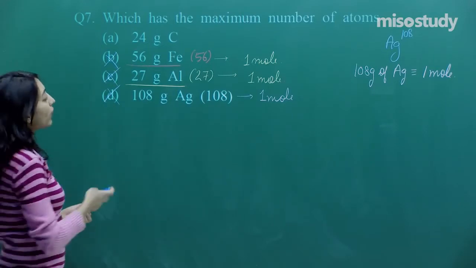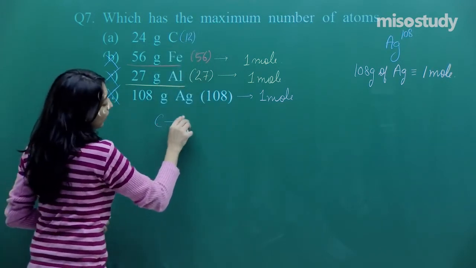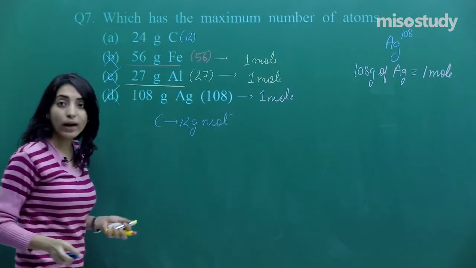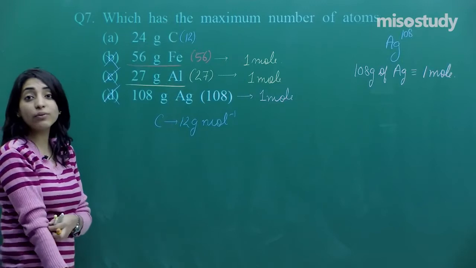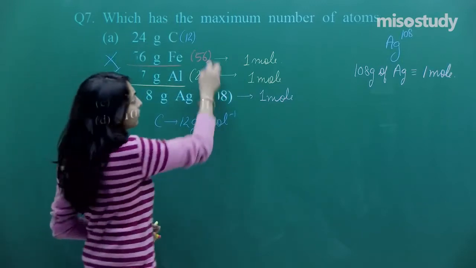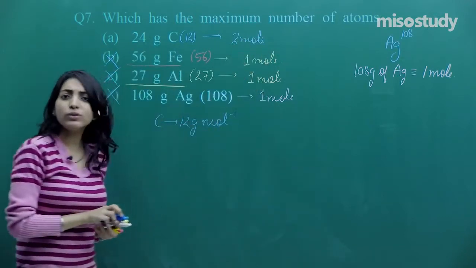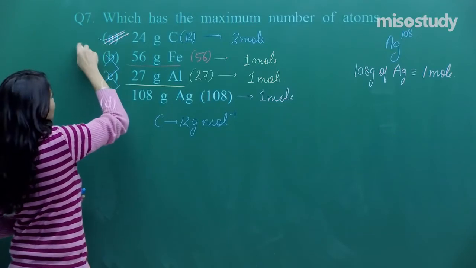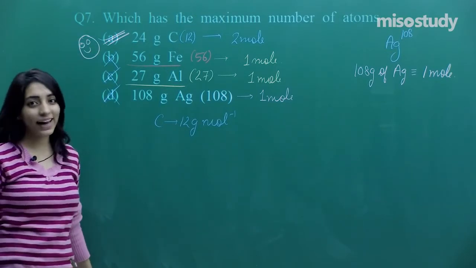Now moving on to 24 grams of C12. We know carbon is 12 grams per mole, right? So 1 mole of carbon atom weighs 12 grams. So 24 grams of carbon atom will have how many moles? It's pretty simple. 2 moles, and 2 is the maximum out of all the 1, 1, 1. So this is the correct answer for question number 7, right?